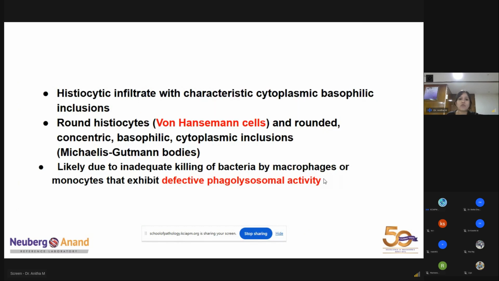So these are nothing but the von Hansemann cells, which are round histiocytes with basophilic cytoplasmic inclusions called Michaelis-Gutmann bodies. The most common bacteria which causes this is E. coli, and I think some Proteus. I forgot the other one. It's basically because of defective phagolysosomal activity. Thank you.